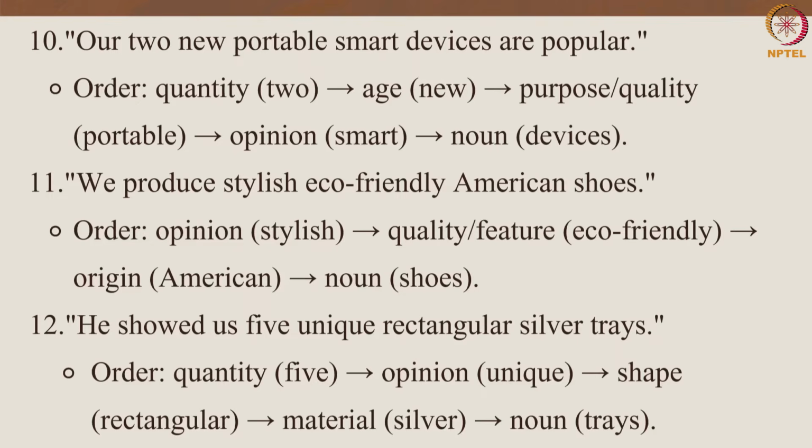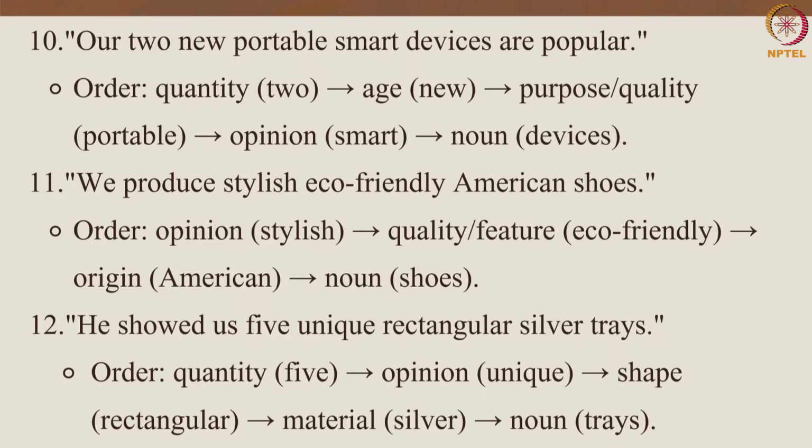Because we have respected the rule of order, quantity, followed by age, followed by purpose or quality, followed by opinion, and at the end, we have the noun devices. Number 11, we produce stylish, eco-friendly American shoes. So, order should be first opinion, followed by quality, followed by origin, followed by the noun, that is shoes.